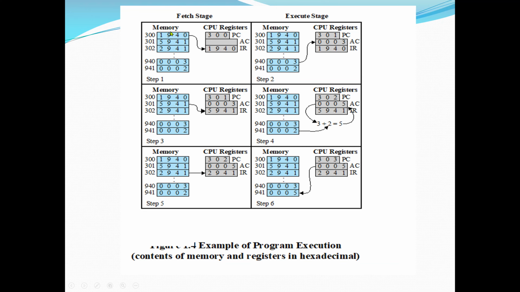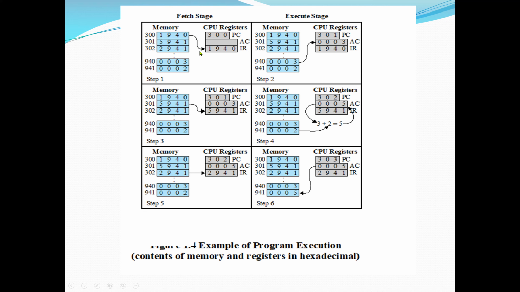We can see that the instruction will be loaded into the CPU register, the instruction register, which is IR. Then we have the AC. Then we have the program counter, which normally points to the next instruction to be executed, which is 300. After 1940 is executed, the program counter will turn to 301 because that will be the next address.